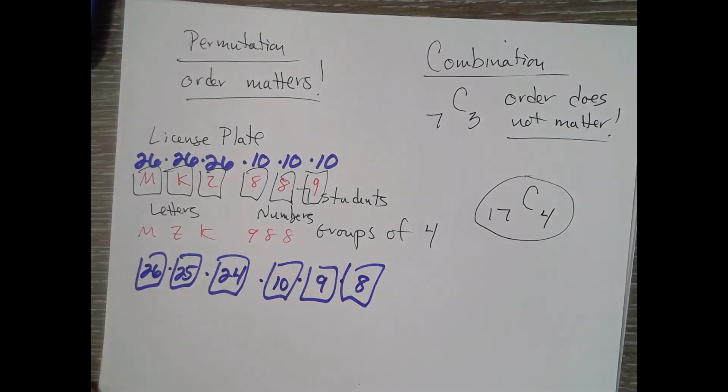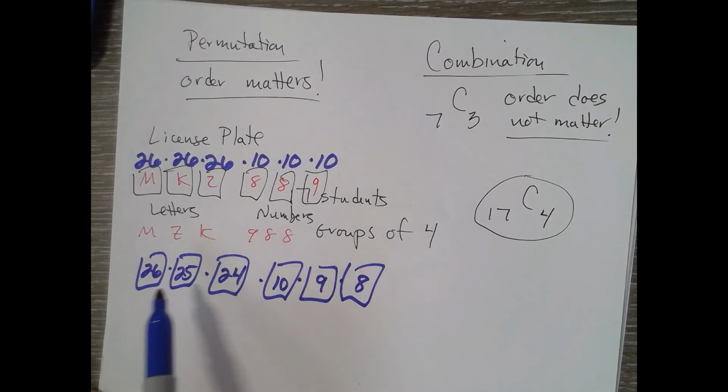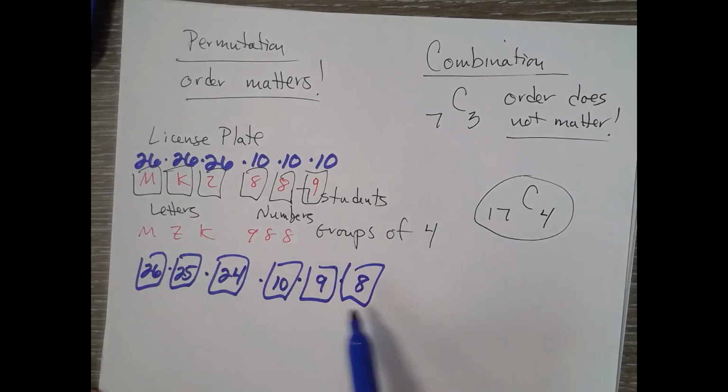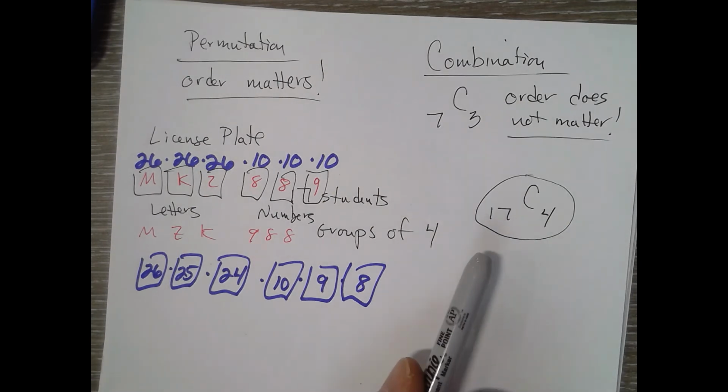Okay, permutation, kind of what I do is I put these boxes and I literally just figure them all out and multiply them together. Order matters for a permutation. Order does not matter for a combination.